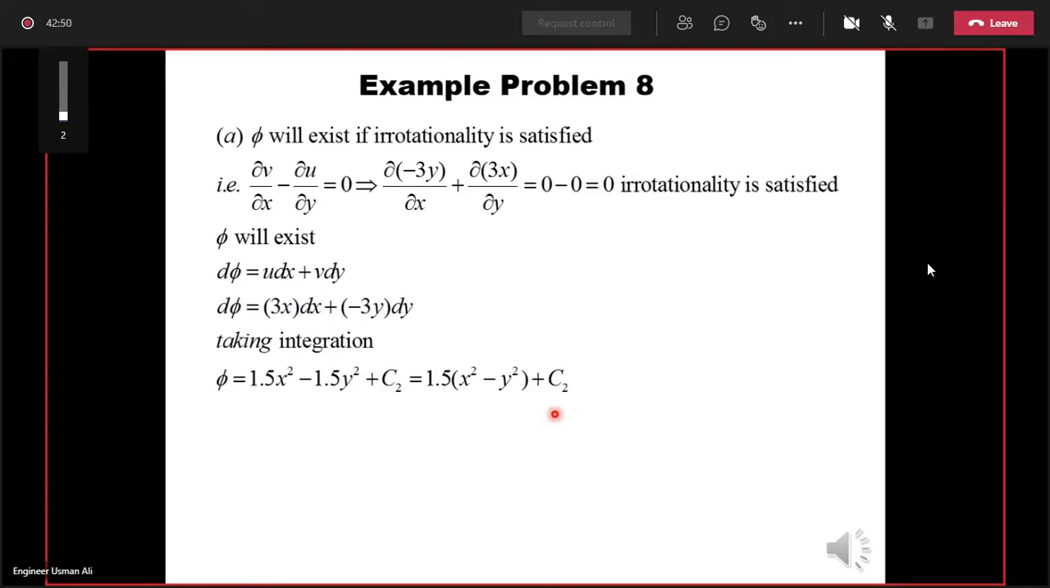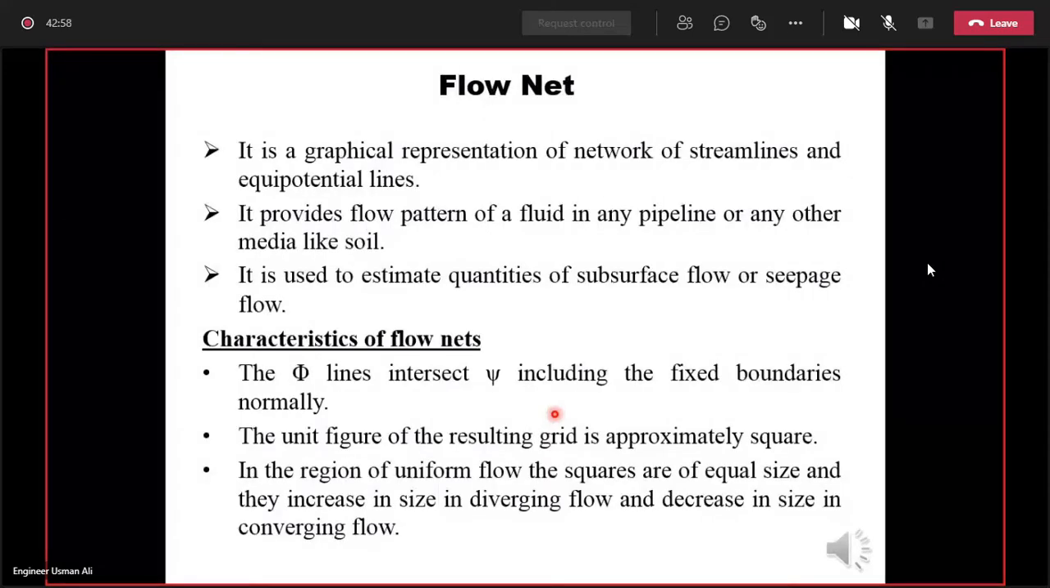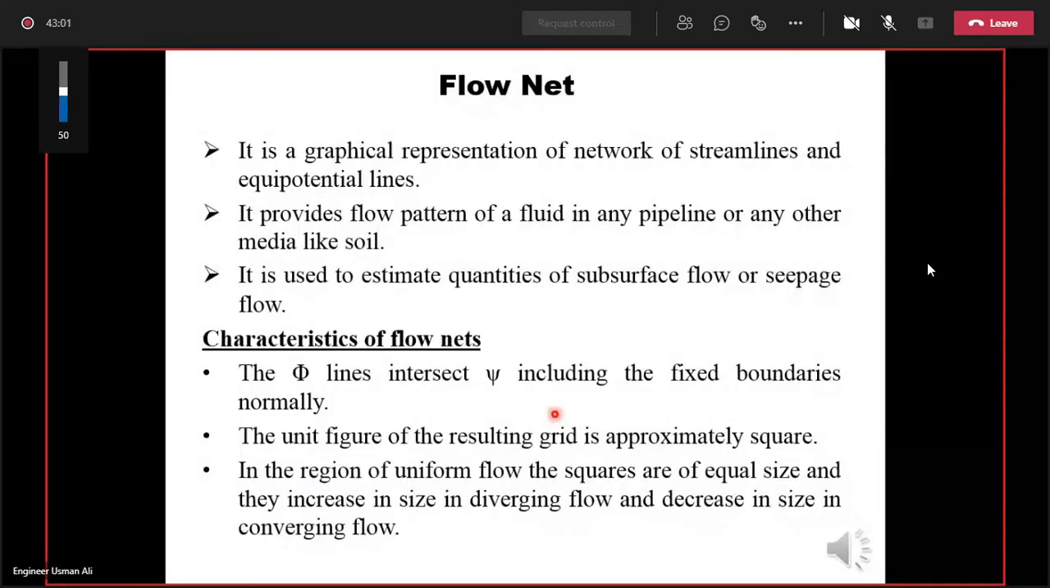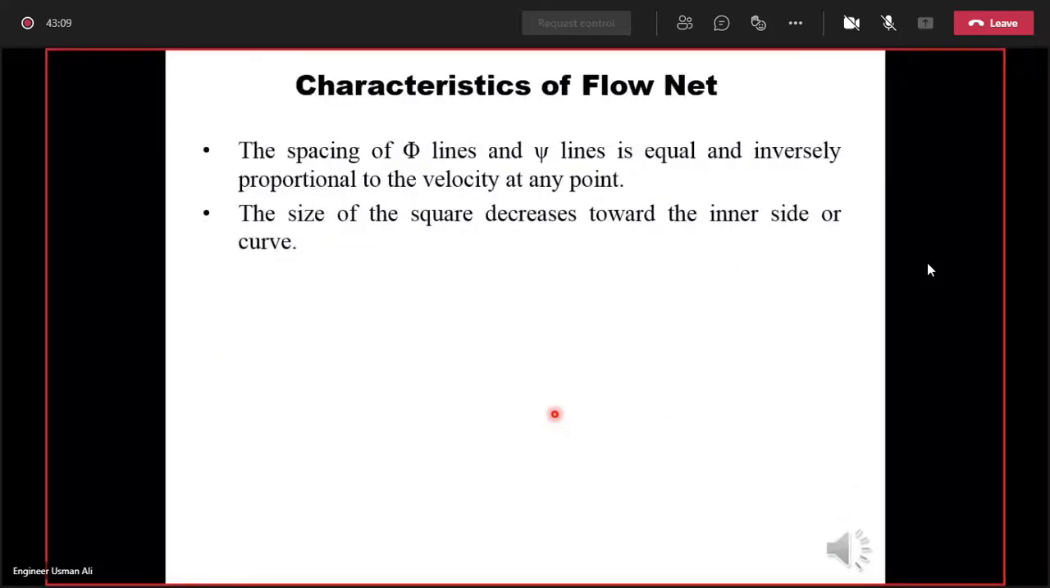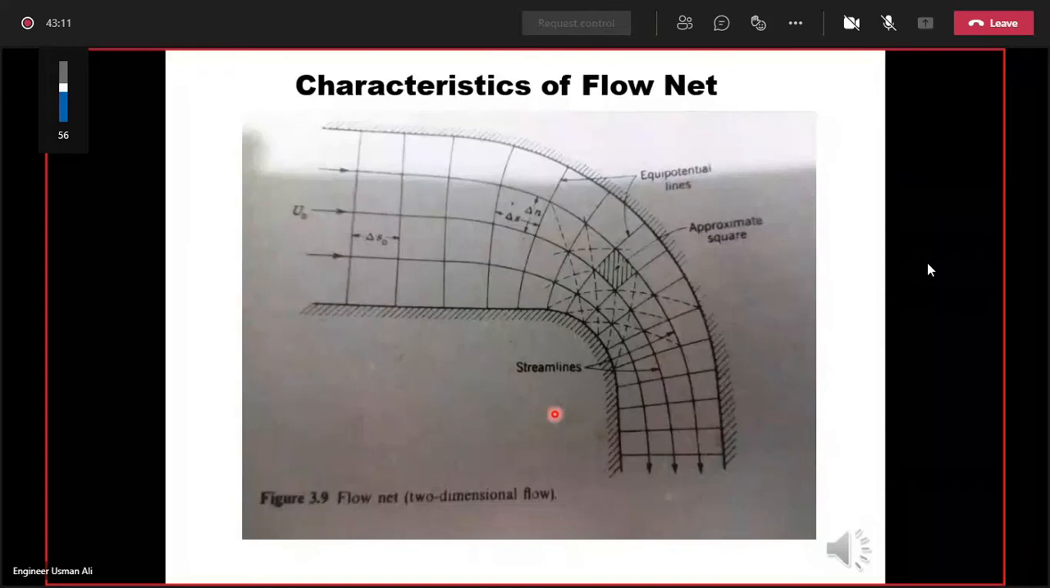Now next is flow net. Flow net is the network of streamlines and equipotential lines, which is shown graphically. So it's a graphical representation of streamlines and equipotential lines. If you see the figure, the network of streamlines and equipotential lines is known as the flow net. This is typically flow in a pipe bend, for which the flow net has been made.